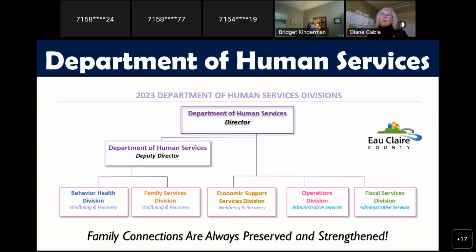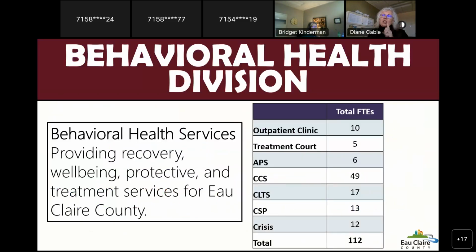So we're gonna move ahead, and I'll do a quick overview and then turn this over to Luke to help guide us through this as the behavior health administrator. This slide just initially starts to talk about how the positions are broken up into the behavior health area. And Luke, I'll turn this over to you to kick us off.